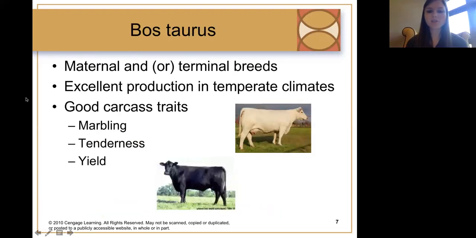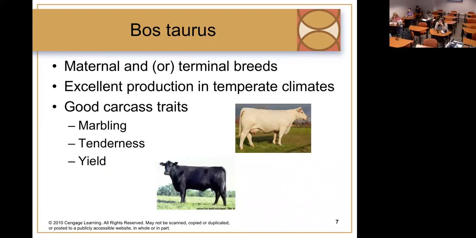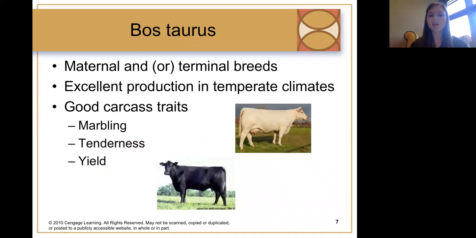So a little bit about Bos taurus breeds. They're typically maternal and or terminal breeds, which means that a lot of times their offspring is going to go to market. And they have excellent production qualities in more temperate climates. So kind of like where you all live, they would do really well. And also, in this area of North Carolina. They're known for really good carcass traits. So they have really good marbling and tenderness and yield.